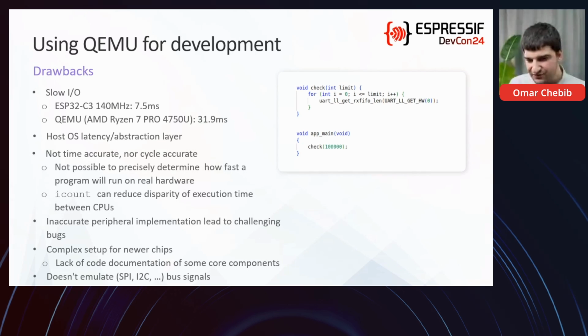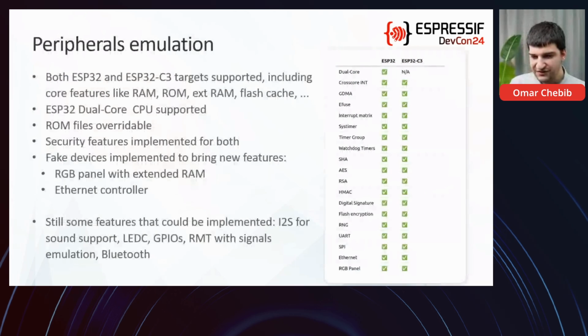So what do we have today on ESP32 in our ESP32C3 targets? We have all the core features. So we have RAM, we have ROM, we have external flash, and even flash cache. On ESP32, we have dual core CPU, which is supported, and this can also use 2 cores on your host computer if you have multiple cores, of course. It is possible to use a custom ROM file. We have the security features that are implemented for both targets.